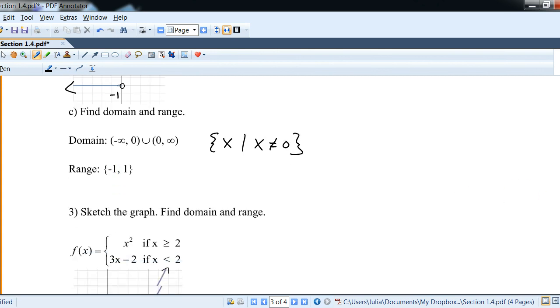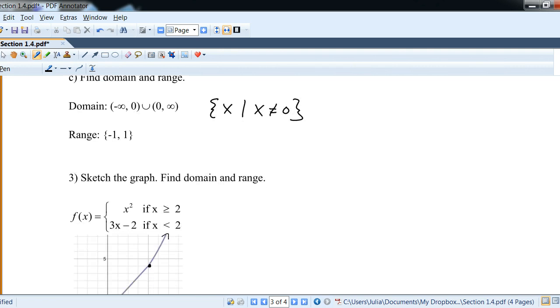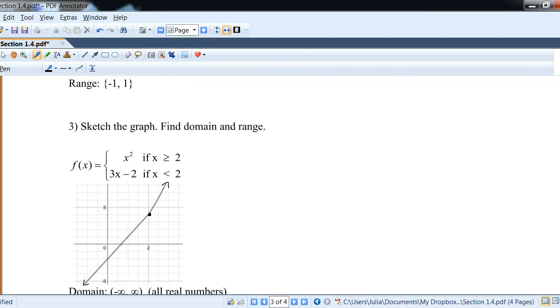And one more, sketch the graph. What if we had f of x equals x squared? It doesn't have to be a line. If x is greater than or equal to 2, and then 3x minus 2 if x is less than 2. So notice x equals 2 is the transition point. It is included for the x squared. So again, the hole gets covered up.